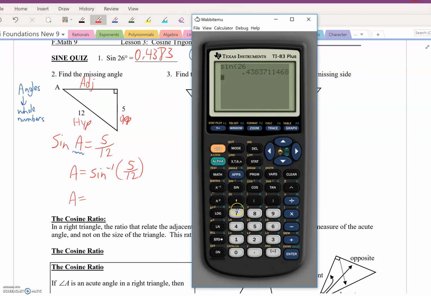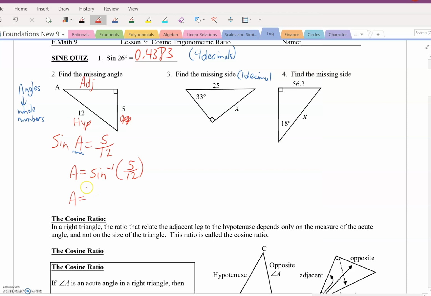So for me, on a newer calculator, I'm going to go second function, sine -1, 5 divided by 12, close that off, equals 24.6. So round to a whole number, 25 degrees. All right, 24.6 rounded. There we go. You've got to have everything exactly as I have it. When I'm marking this, this is 1 mark, this is 2 marks, that's 3 marks.